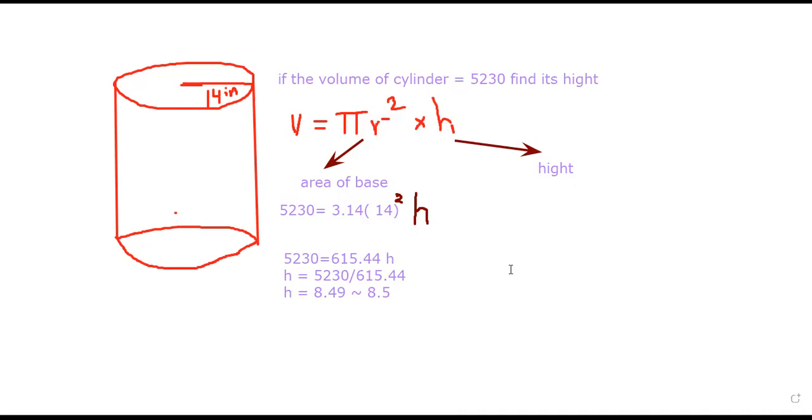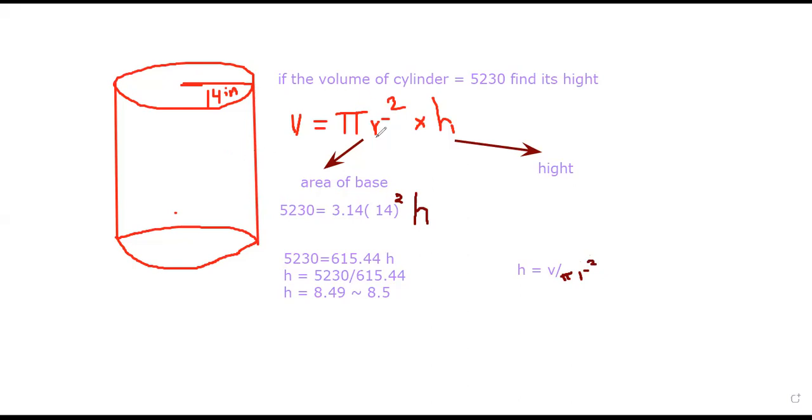Then I can write it from the beginning. h equals V, which is the volume, divided by pi times r squared. Okay? So we can solve the question from the beginning. Solve for h. It will be V over pi r squared. Okay?